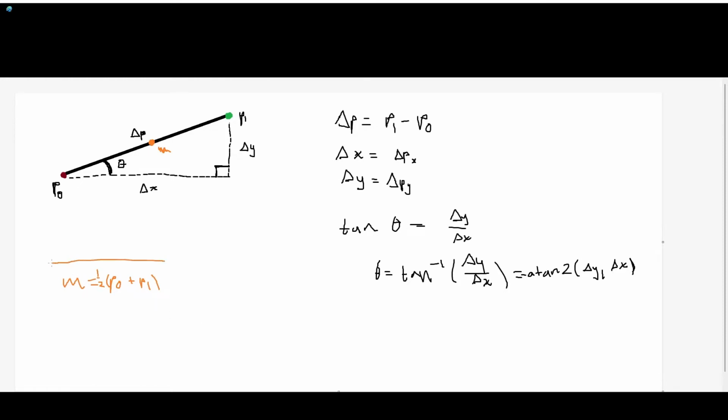And we could get this formula just from what we learned in geometry. The midpoint between 2 points is going to be that point plus this point divided by 2. It's kind of like the average of these 2 points. You can think of it like that. Alright, let's get to the actual coding now.